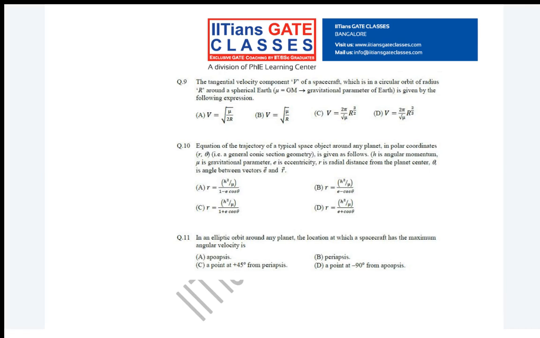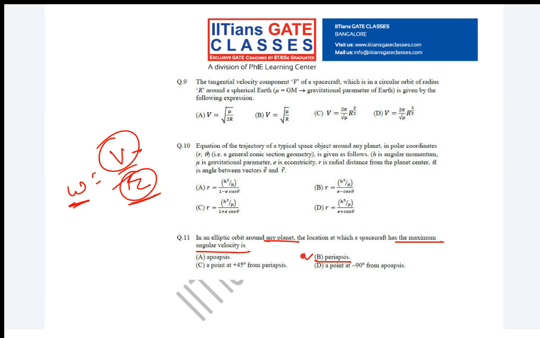Next, in an elliptical orbit around any planet, the location at which a spacecraft has maximum angular velocity. So where is maximum angular velocity? At periapsis, right? Why angular velocity at periapsis? Because we know angular momentum is constant, angular velocity is v by r, right? So we know v is maximum, r is minimum at periapsis, so your angular velocity will be max. Minimum radius, maximum velocity, right? So angular velocity is maximum at periapsis in elliptical orbit.